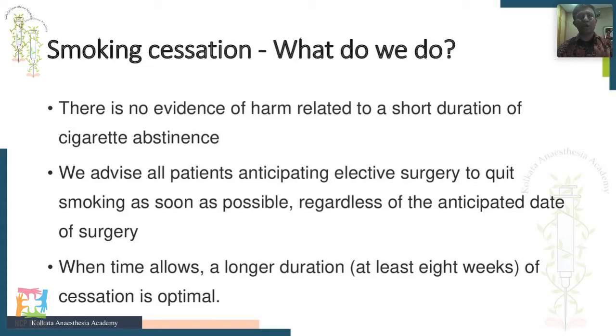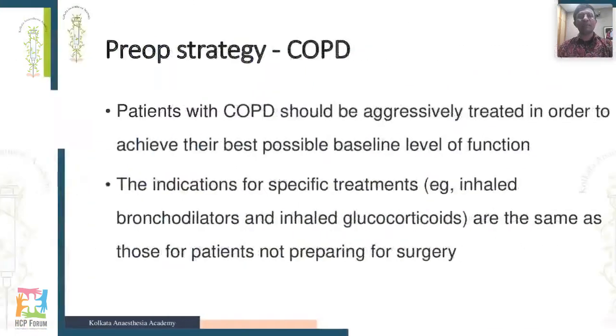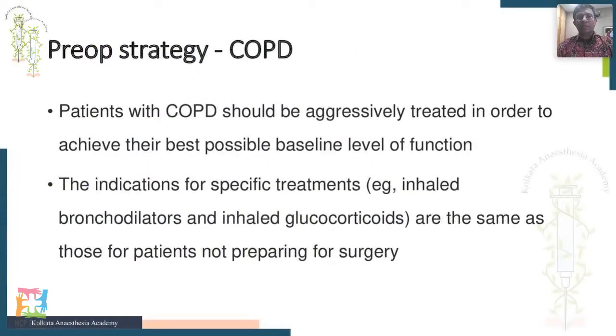So what is our recommendation? We say that since there is no evidence of harm related to short duration cigarette abstinence, advise all patients anticipating elective surgery to quit smoking as soon as possible, regardless of the anticipated date of surgery. If time allows, then 8 weeks is possibly the best. I don't know whether you can actually implement this. What about COPD people?